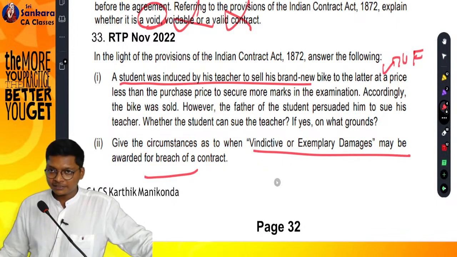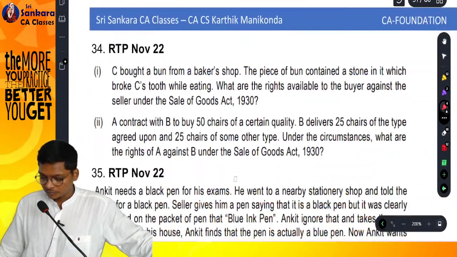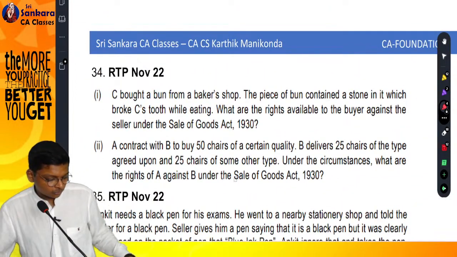Are you able to follow, guys? So the court will tell you to pay 1 crore compensation. RTP number 22, next 34.